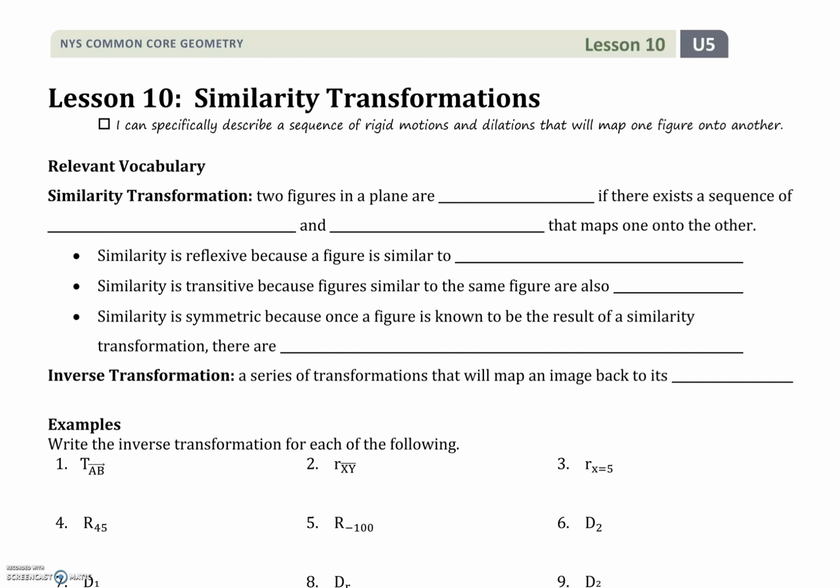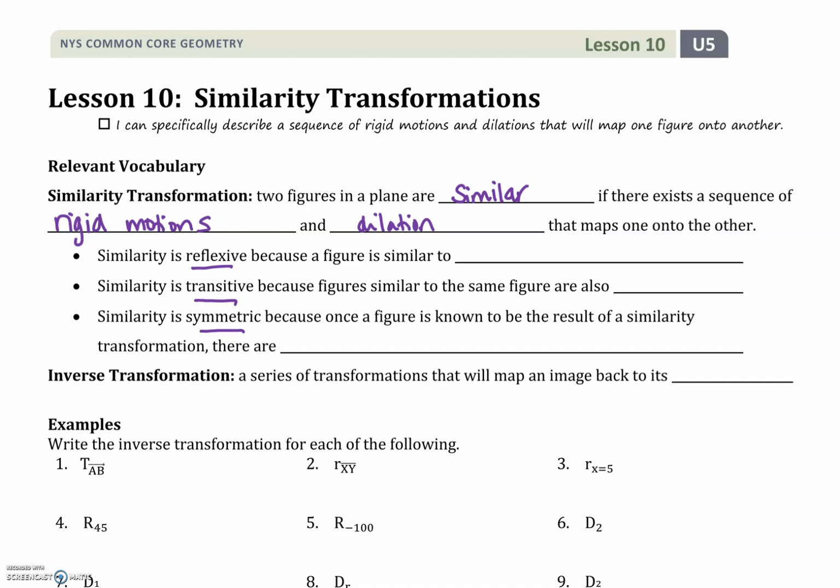So similarity transformations exist if we have two figures that are similar, and we'll know they're similar if there's a sequence of rigid motions and dilations that maps one to the other. Okay, so if we can say that there's rigid motions plus dilation, then we'll know the figures are similar instead of congruent. We also have these three words that are interesting to know.